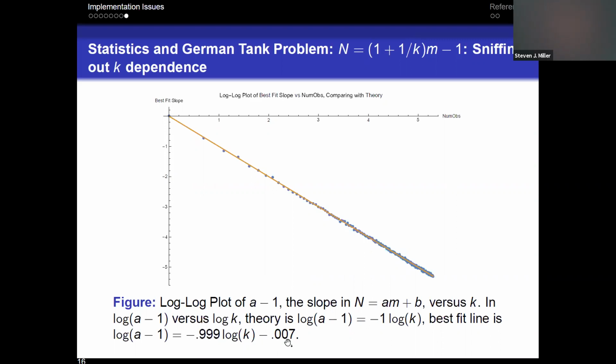By doing this analysis, we're able to sniff out how the constant in n equals am plus b depends on k. So this is a tremendous power. We can actually experimentally find this formula. Now we'll be a little bit off by the minus 1, but that's fine. The minus 1 isn't so important. The more important part is how it depends on the number of tanks observed and the largest one seen.